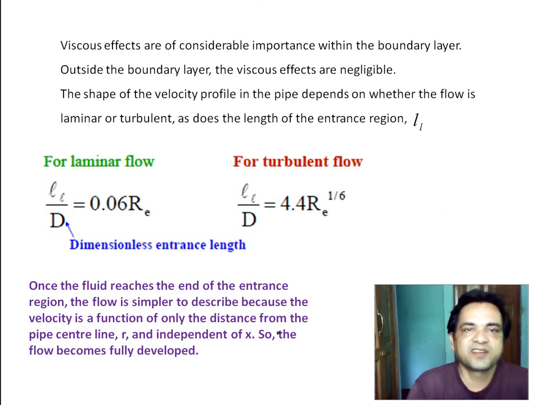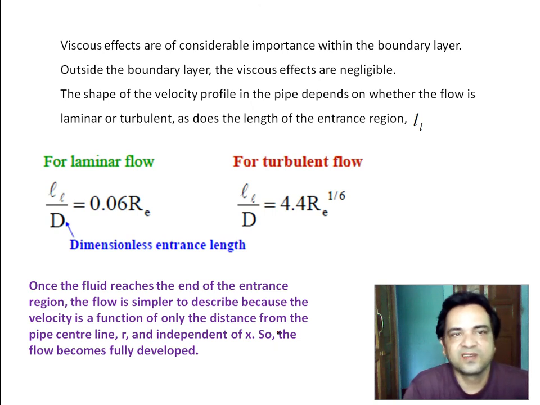So the viscous effects are of considerable importance within the boundary layer. Outside of the boundary layer, the viscous effects are negligible. The shape of the velocity profile in the pipe depends on whether the flow is laminar or turbulent. The velocity profiles in the entrance region as well as in the fully developed region are different in laminar flow or turbulent flow. In laminar flow, in the fully developed region we will get a parabolic velocity profile, and in turbulent flow we will get a power law profile for the fully developed region.